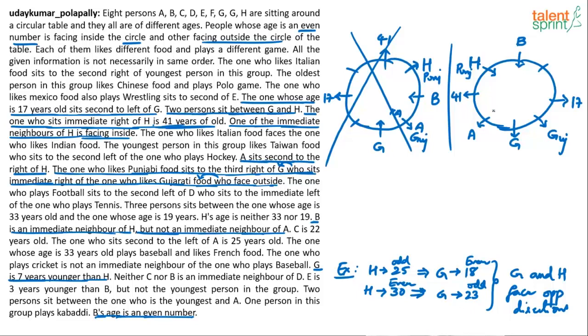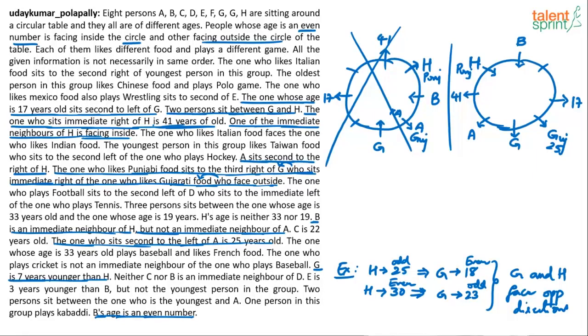Yes or no? If A is facing center, the one who sits second to the left of A is 25 years old, so H should be 25, but H cannot be 25 since H is facing inwards. So A has to be facing outwards. Now do the same thing. Second to the left of A is 25. Left of A is anti-clockwise, first and second, 25. This is correct because if it is 25, then the person should be facing outwards. It satisfies, right? So that part is done. The one who likes Gujarati food is 25 years old.